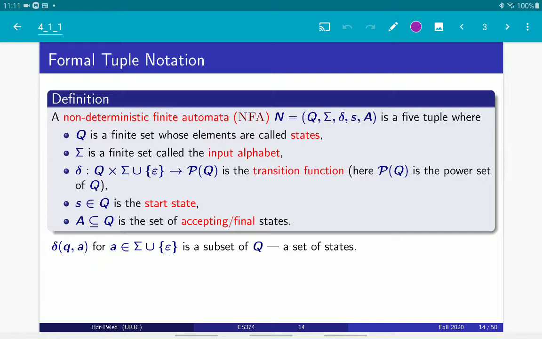So NFAs, like DFAs, well, NFA again stands for non-deterministic finite automata. And again, it's defined by a 5-tuple. So we have the states, Q, we have the alphabet, we have the transition function, which is going to be more painful in this case. We have the start state and we have the accept states. So the main difference from our point of view is that the transition function now is going to be significantly more complicated. Okay, so let's look at the transition function.